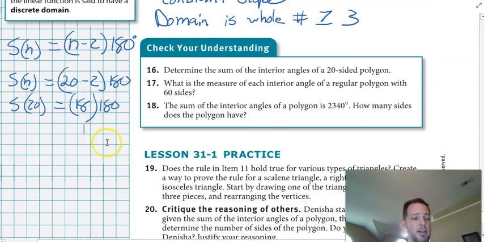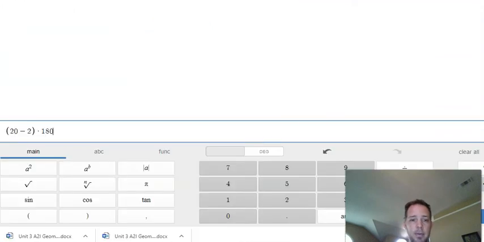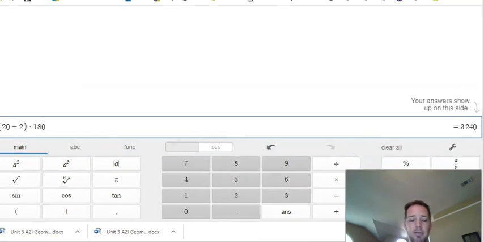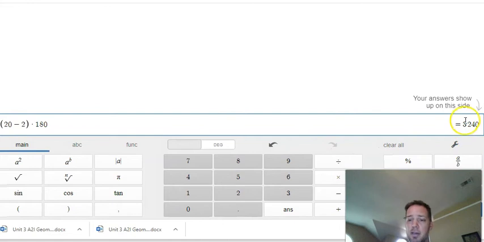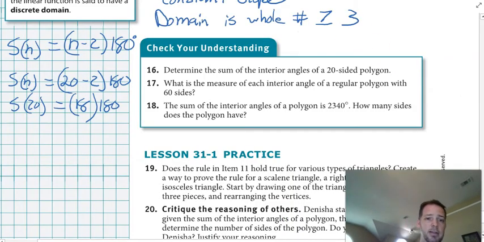All right, now that you've had a moment to try 16, 17, 18, let's go ahead and plug these in and see what we get. For 16, it says determine the sum of the interior angles of a 20-sided polygon. You just plug in a 20. You could plug it in your calculator here or here. It doesn't really matter because your calculator will do 20 minus 2 for you. So 20 minus 2 times 180, we get 3240 degrees is the total on that one. For number 17, with 60 sides, you could plug in a 60.